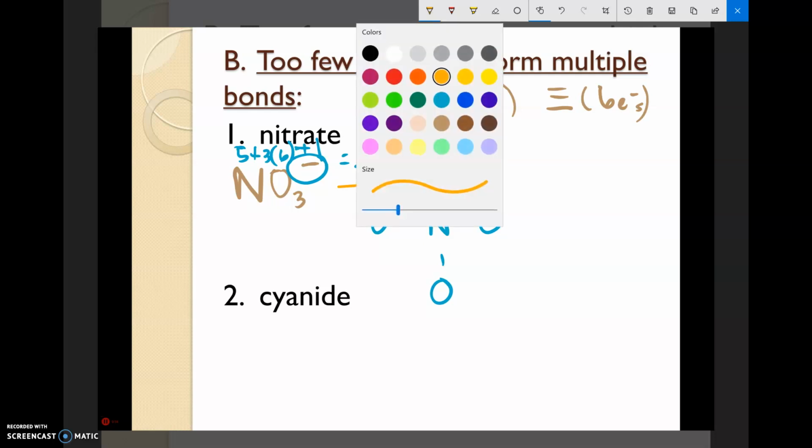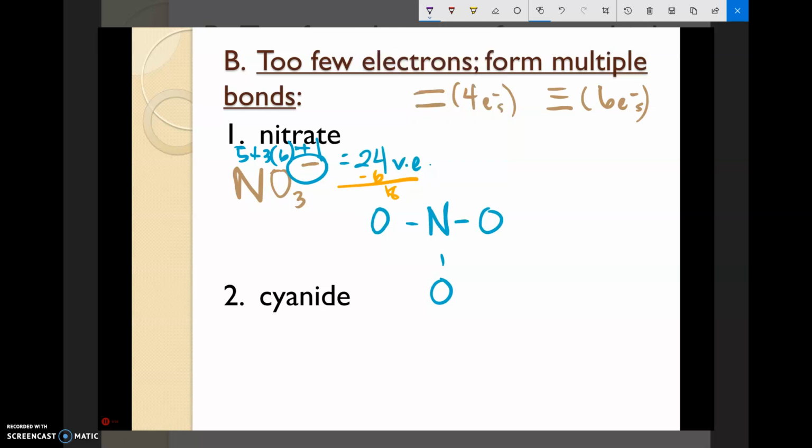Okay, now at this point in time, a trick that I like to use is I like to make all the terminal atoms have 8 valence electrons first. And the reason why is because the terminal atoms are usually more electronegative, which means the electrons are attracted to them more than they are attracted to others. So it would only make sense that those are more electron dense.